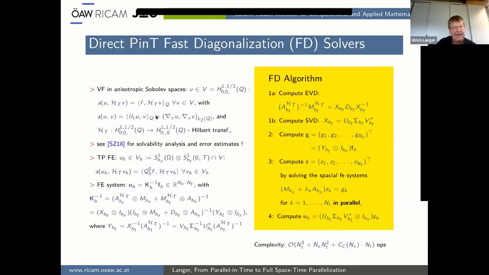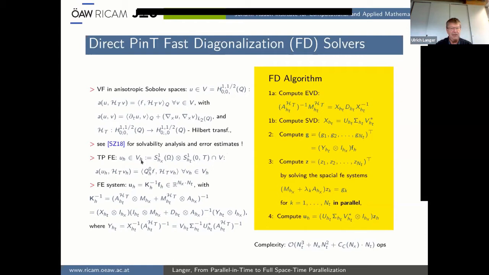And then Olaf Steinbach and Zank add a Hilbert transformation, a special test function. It maps this space, where you have zero initial condition, to the space where you have zero final condition, and vice versa. So then you can do solvability analysis and error analysis for finite element approximation in space and time.